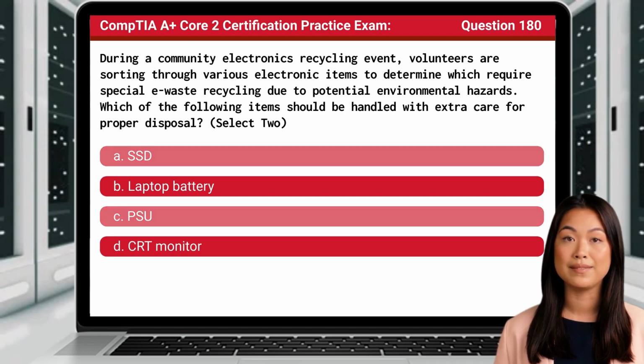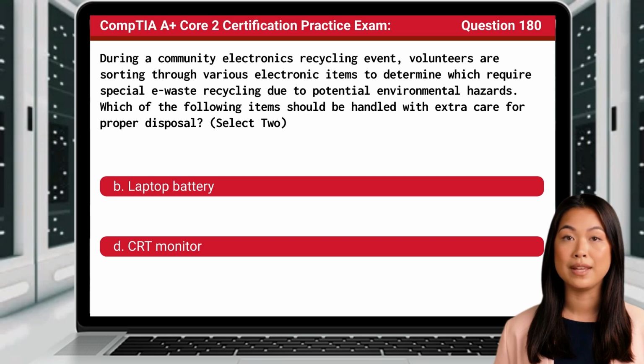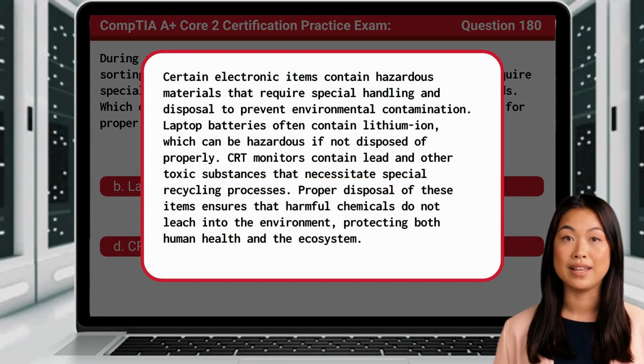The answer is B and D. Laptop battery and CRT monitor. Certain electronic items contain hazardous materials that require special handling and disposal to prevent environmental contamination. Laptop batteries often contain lithium-ion, which can be hazardous if not disposed of properly. CRT monitors contain lead and other toxic substances that necessitate special recycling processes.